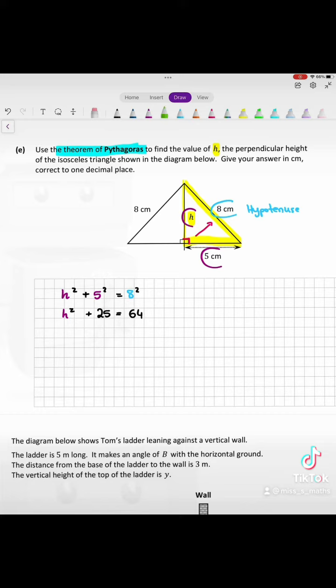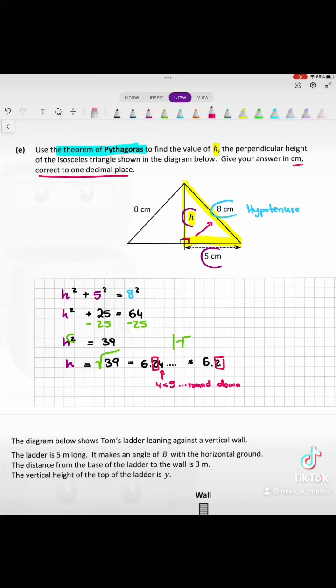Once we have all that filled in, all we have to do is move the 25 over now, so we subtract 25 on both sides of the equation, and we're left with h squared is equal to 39. To get rid of the square, we use the square root, and the square root of 39 is now transformed into a decimal, which we will now round to 1 decimal place again, because that's what the question asked from us. So put a box around the first decimal place and then check what the second decimal place looks like.